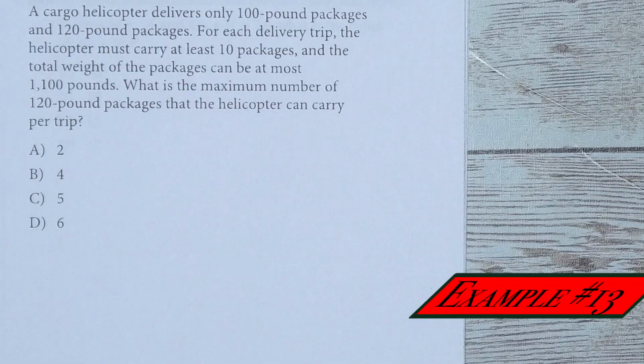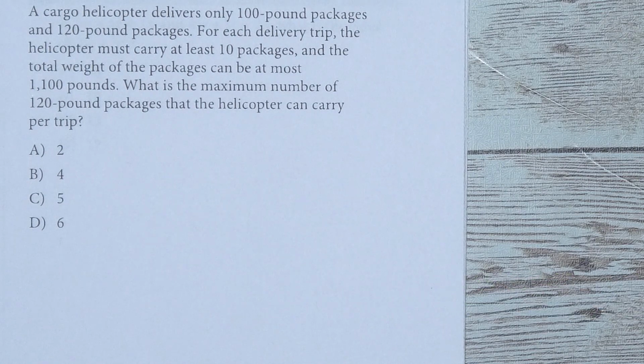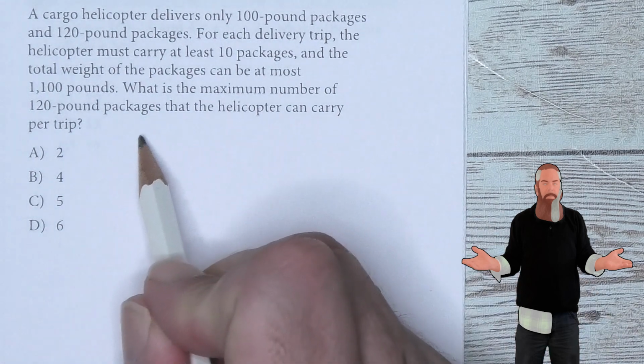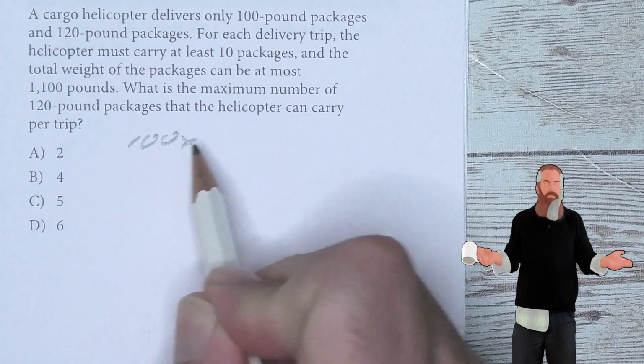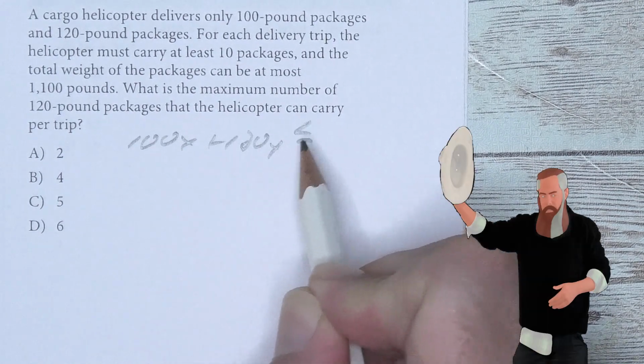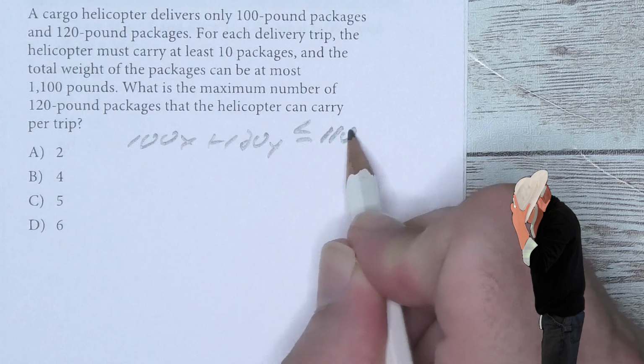answer. A cargo helicopter delivers only 100-pound packages and 120-pound packages. For each delivery trip, the helicopter must carry at least 10 packages, and the total weight of the packages can be at most 1,100 pounds. What is the maximum number of 120-pound packages that the helicopter can carry per trip? So we're going to set up a system of inequalities. We have 100-pound packages, X, plus 120-pound packages, Y, must be less than or equal to 1,100 pounds.